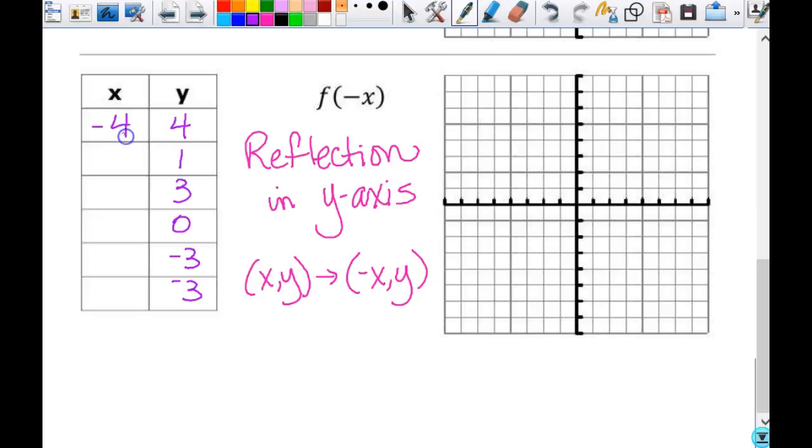That would be a negative 4. No, it would not because it was a negative 4. 4, 2, 0, negative 2, negative 4, negative 6. So I go to 4, 4, 2, 1, 3.